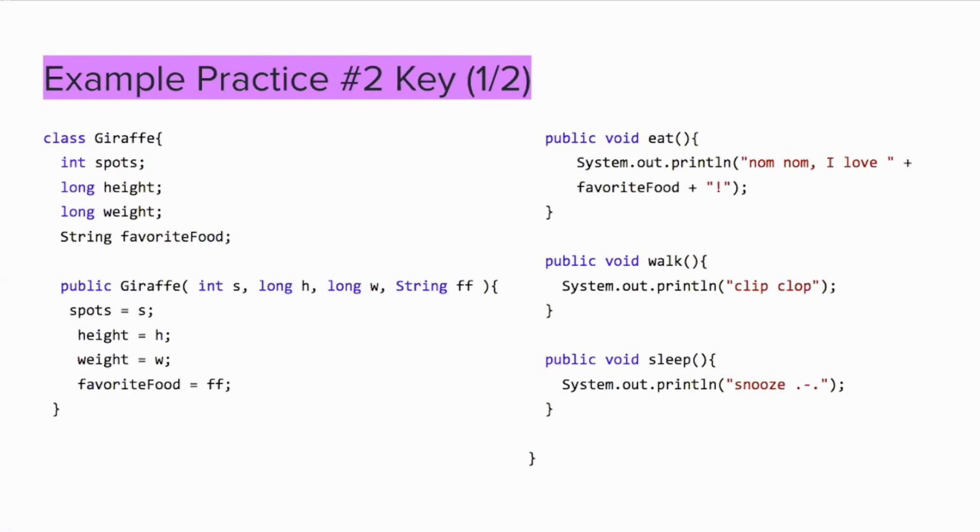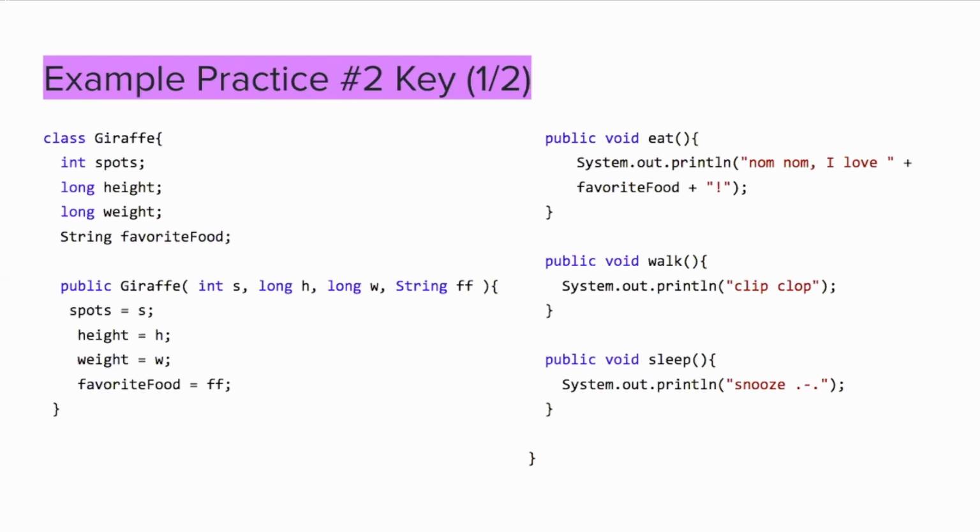Here is the key. We'll first create a class named after your animal. Here we used a giraffe in this example. We have our instance variables, spot, height, weight, and favorite food. Then we can create our alternate constructor that takes in 4 parameters, int s, long h, long w, and string ff. We assign each of these values to their corresponding instance variables. Keep in mind that the instance variables and the parameters of the alternate constructor need to have different names.